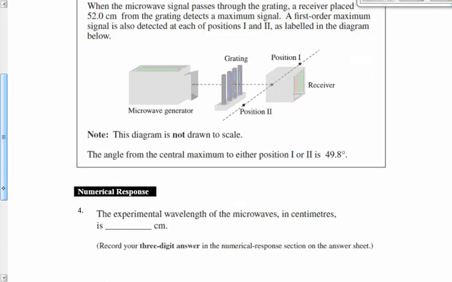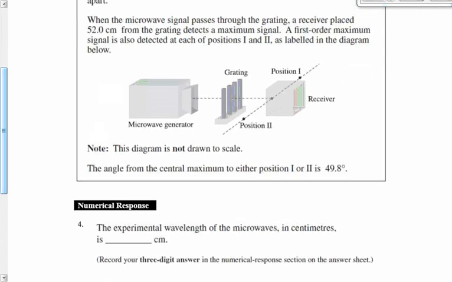Okay, this one was relatively straightforward. You guys did a real good job on this one. We've got an angle. This is a diffraction experiment problem, right? A Young's double slit experiment problem. Although it's done with microwaves, usually it's visible light. You've got an angle here.